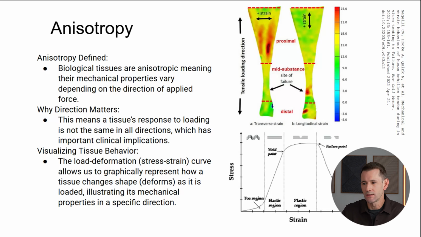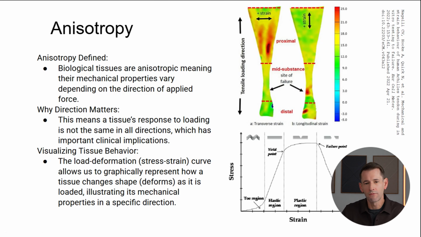And that makes sense, that you would have more stress when it's loaded in directions that it's usually not loaded in. And that's because the collagen fibers align with the direction of that force. So it makes sense that there'll be fewer hotspots when we load the Achilles tendon in the direction that it's usually loaded in. How do we visualize this tissue behavior?